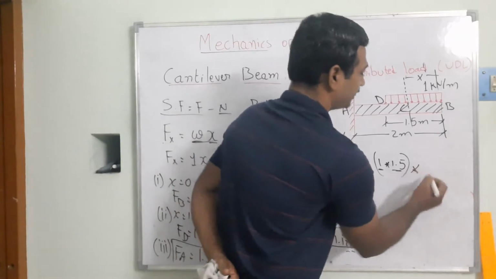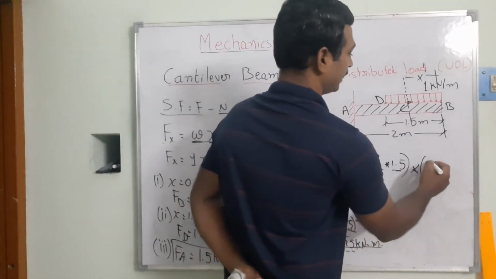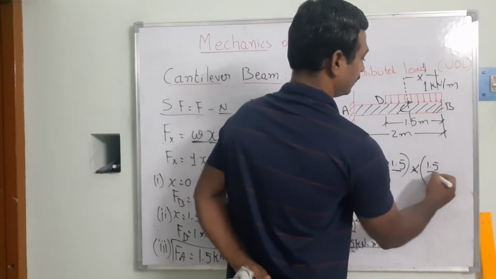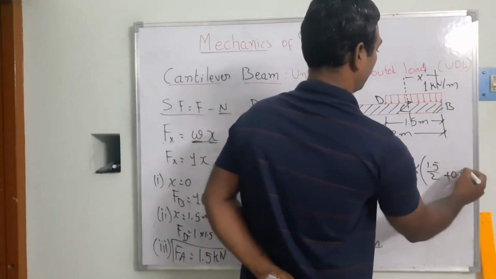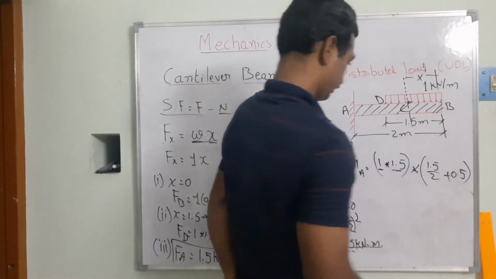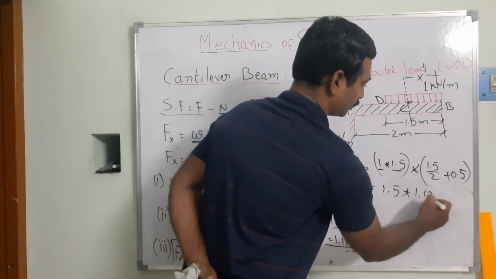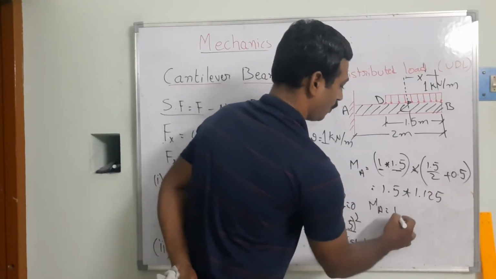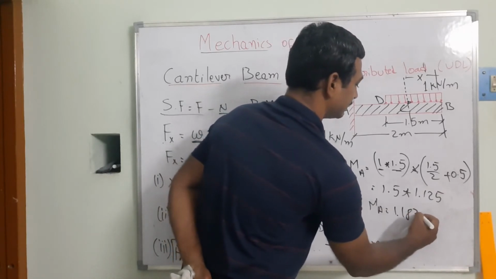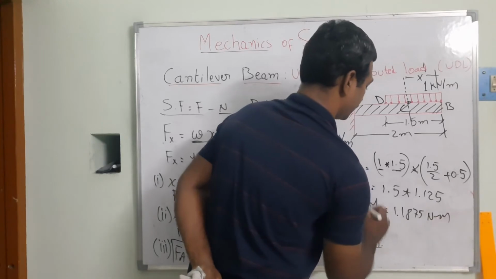Then what is the distance at which the center exists? So I am going to take here 1.5 divided by 2 plus 0.5. So from this, 1.5 and here 1.125 we are getting. So finally, MA is equal to 1.1875 kilonewton meters, we got it.